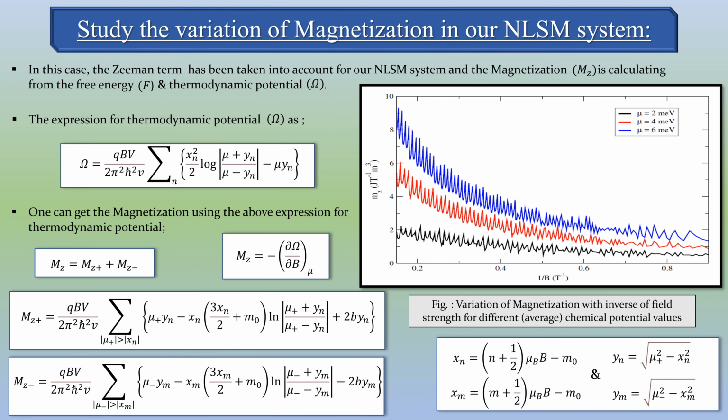Here, we stick to the thermodynamical approach at zero temperature analysis. We have calculated the magnetization expression including the Zeeman term and plotted it against the inverse of magnetic field strength for different chemical potential values. As shown in the figure, it shows quantum oscillation in magnetization. The amplitudes take small values when the field is tuned to low values.